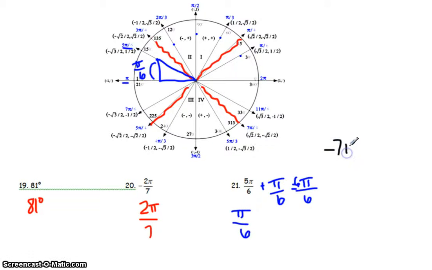Negative 7 pi over 6. Well, again, I'm going to ignore my red. So I'm going to start here. Since it says negative, I'm going to go backwards. So this is going to be pi over 6, 2 pi over 6, 3 pi over 6, 4 pi over 6, 5 pi over 6, 6 pi over 6, and 7 pi over 6. Look at that. I go backwards, negative pi over 6. My reference angle is still going to be the difference between here and my x-axis, which means my reference angle will still be pi over 6.